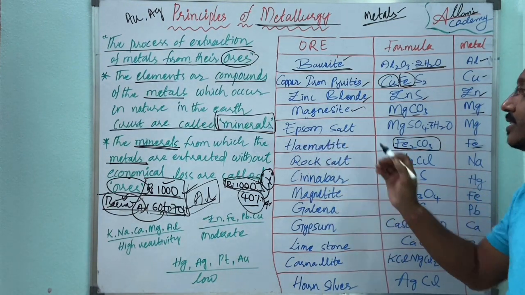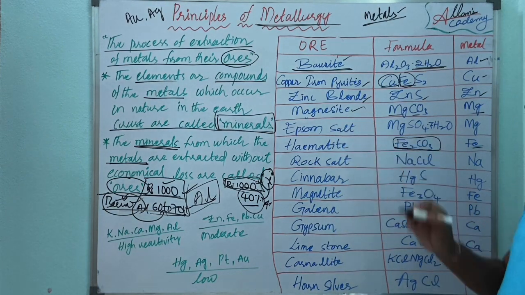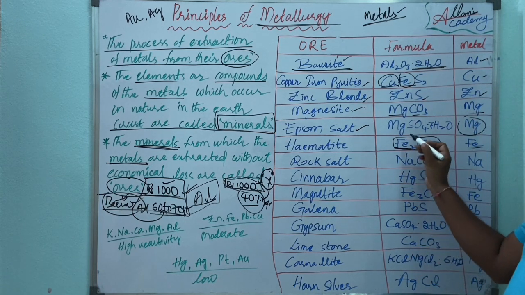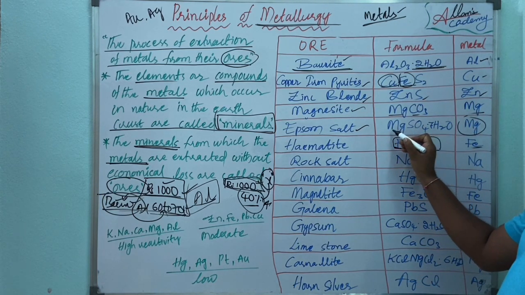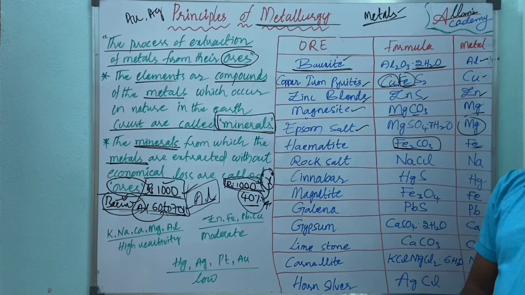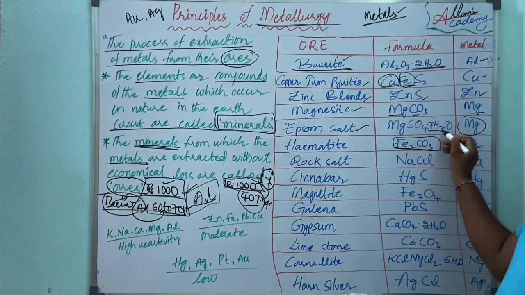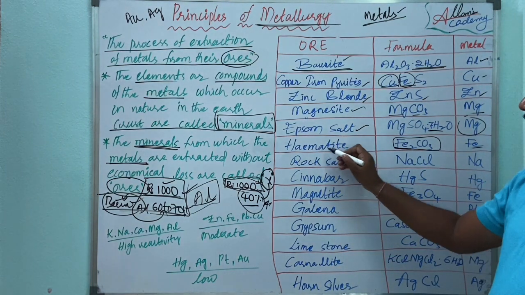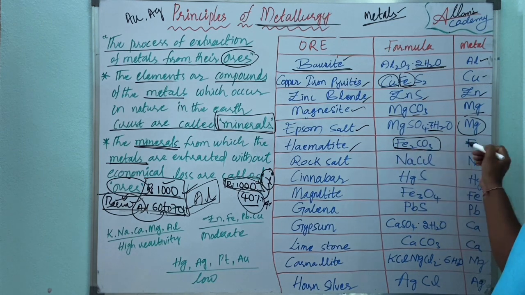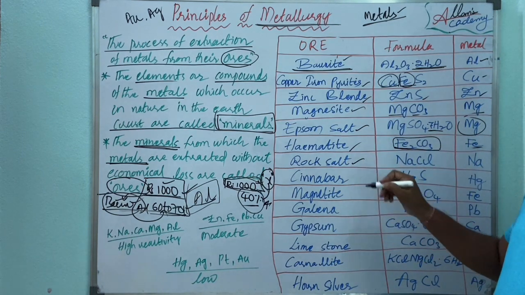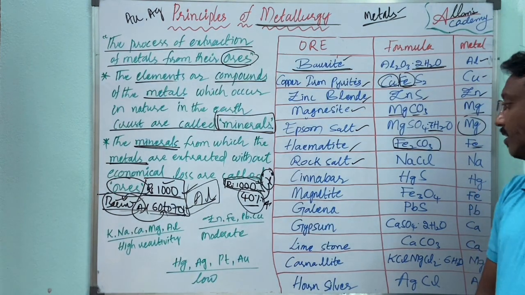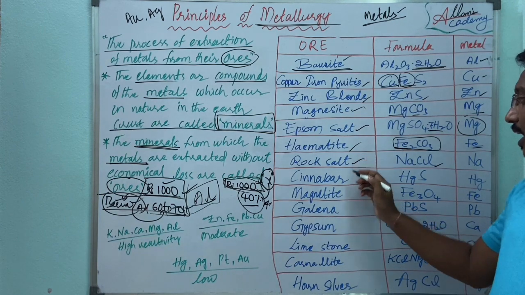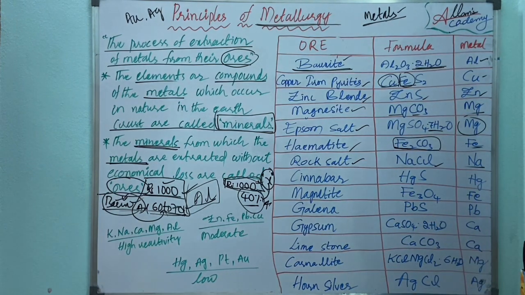Like Epsom salt. Epsom salt is an ore of magnesium. The formula is magnesium sulfate, MgSO4·7H2O. Here it has seven water molecules in the compound. And hematite is ore for iron. Then rock salt, its formula is NaCl. The rock salt is ore for sodium metal.